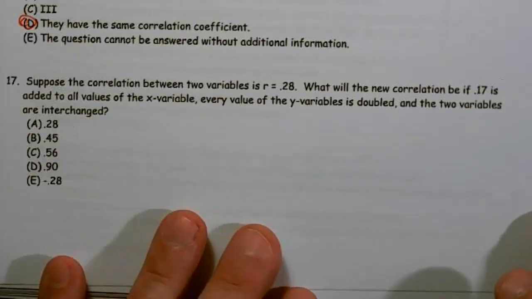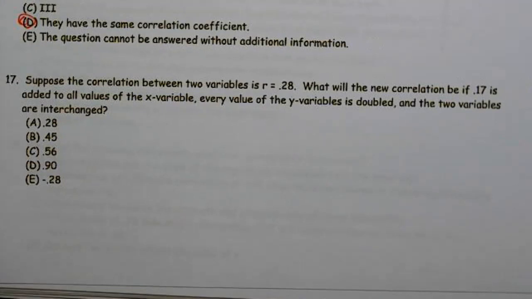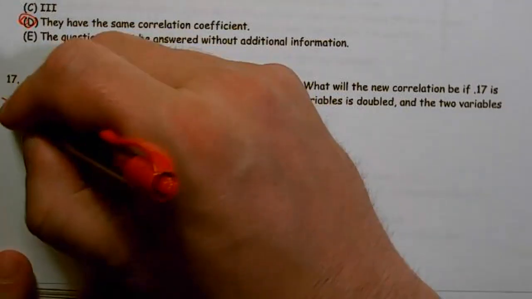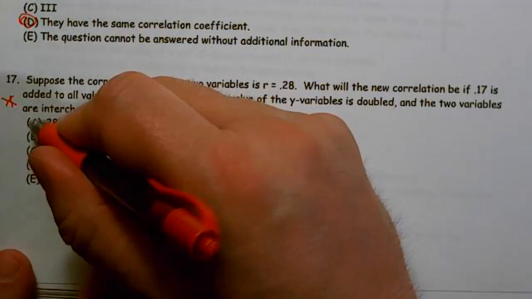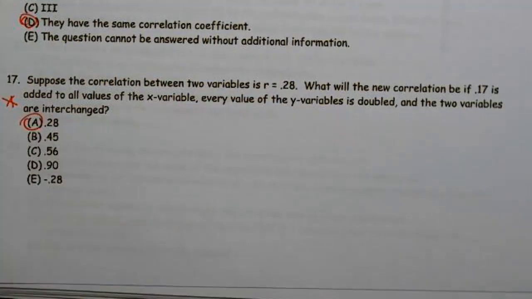All right, number 17, suppose the correlation between two variables is 0.28. What will the new correlation be if 0.17 is added to all of the variables, every value of the y variables is doubled, and the two variables are interchanged? I love this question. You should probably star it. Guess what? It didn't move the data points farther away from the line relative to anything else. And remember, correlation tells you how close the observed data points are to the predicted.